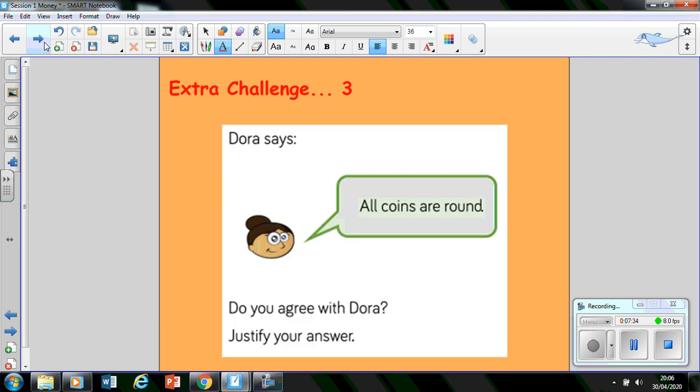This is extra challenge number three. So Dora says, all coins are round. Do you agree with her or do you disagree with her? Justify your answer. Write it down and or explain it to your learning partner.